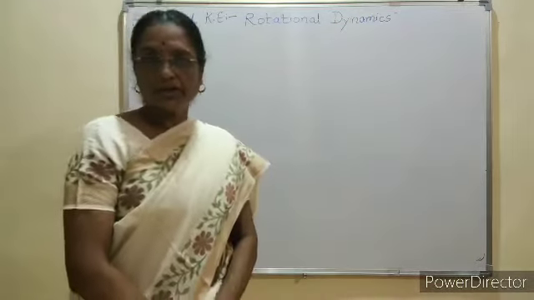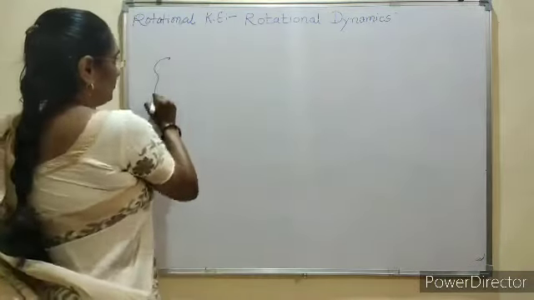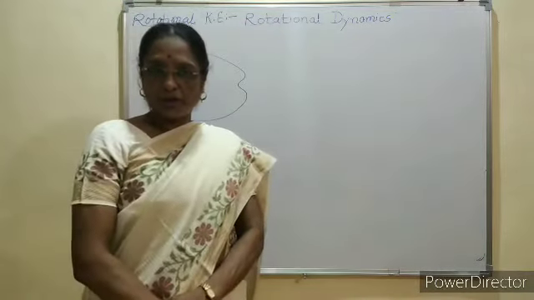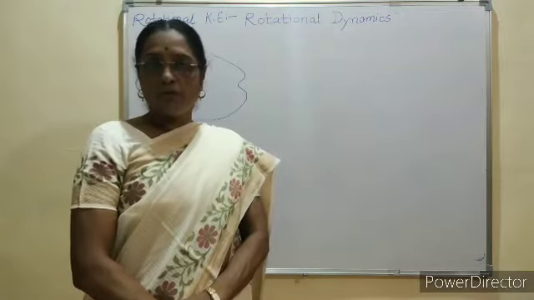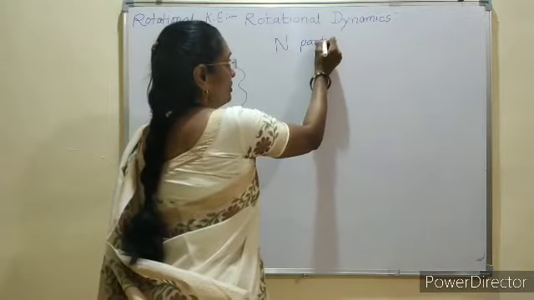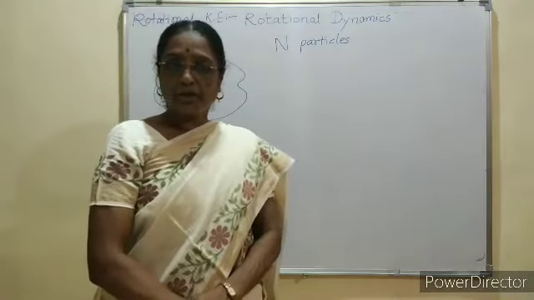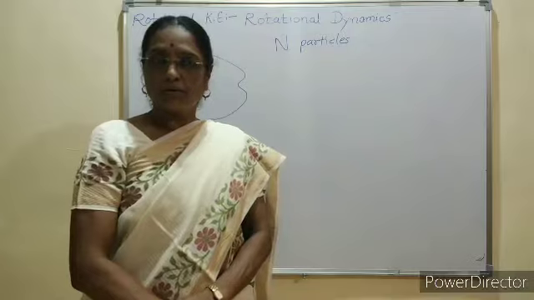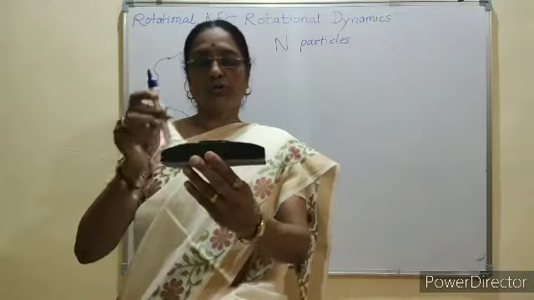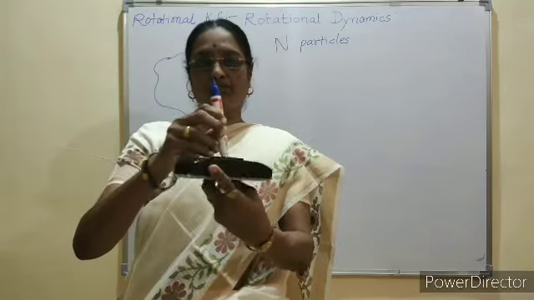For that, we consider a body of any shape. But here we assume that this body consists of n particles. There are n particles in the body. This body is rotating about the axis of rotation. We can show this is a body and it is rotating about this axis of rotation like this.